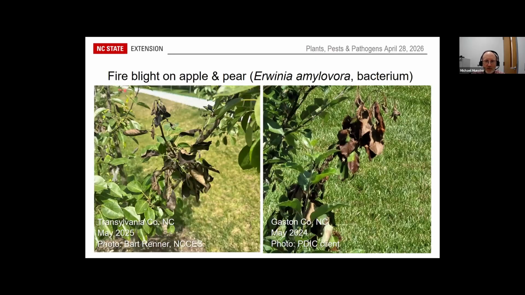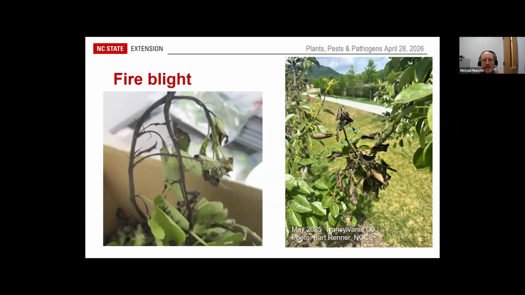Fire blight, of course, is caused by the bacterium Erwinia amylovora. When we tend to get it into the clinic, it's in what's called the shoot blight phase, where you see the necrosis of leaves and of stem tissue, oftentimes with the classic shepherd's crook at the end of that new growth. Here are a couple of examples from samples that we received at the clinic. The one from Gaston County there, no, I'm sorry, the one from Transylvania County. Here's what it looked like in the clinic when it came in. Again, a close-up of that shepherd's crook.